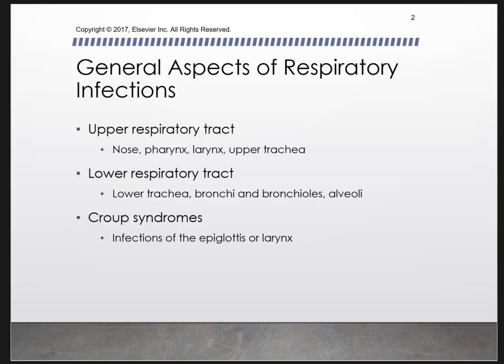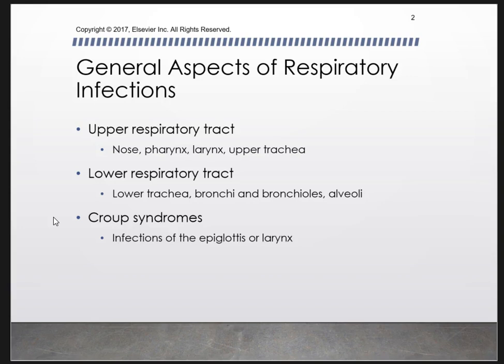Quick review when we're talking about the respiratory system and respiratory infections. We're looking at the upper respiratory tract, including your nose, your pharynx, your larynx, and your upper trachea. Lower respiratory is going to be that lower trachea, your bronchi and your bronchioles, and the alveoli. And then for croup syndromes, which we're going to talk about specifically in a little bit, we're talking about infections of the epiglottis or the larynx.